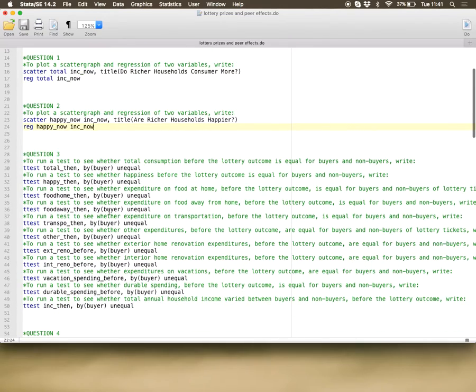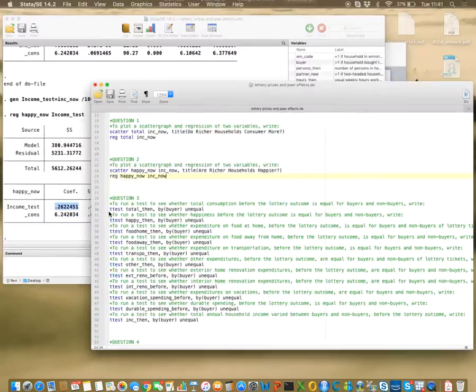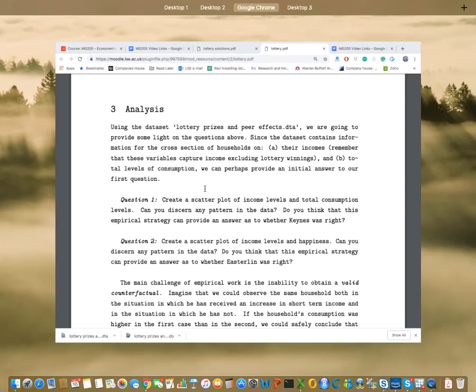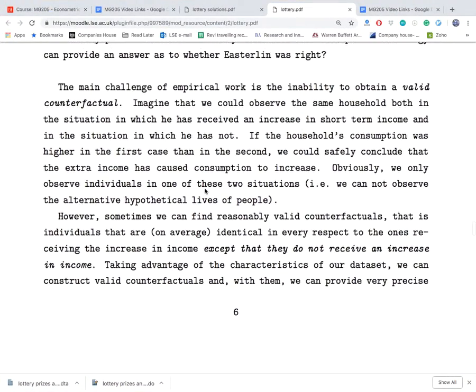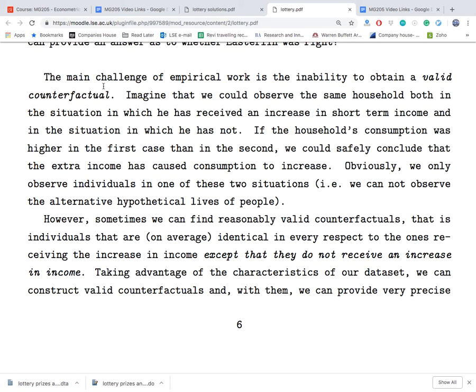Right. Okay. So let's go to question 3. So, of course, the main challenge of an empirical work is the inability to obtain a valid counterfactual. A valid counterfactual is what? Is two groups of people which are identical, but with one exception, on the treatment effect, whatever the treatment was. You gave someone extra income. Okay? That's why this lottery data set is actually quite powerful.